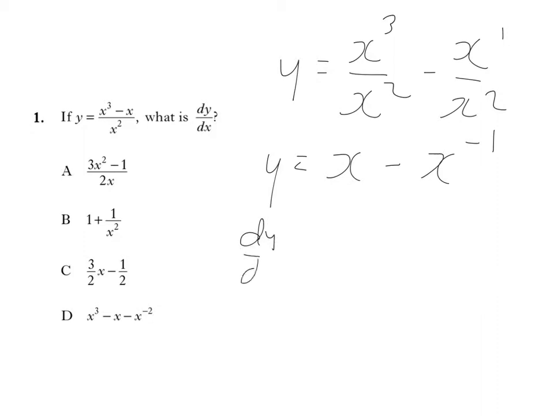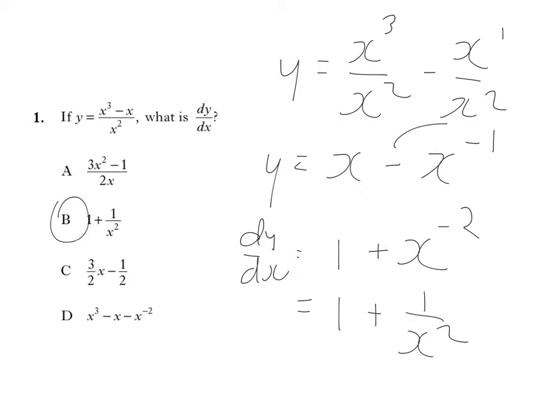Now differentiate. So remember that if you differentiate x, it becomes 1. Bring the power down, multiply, take 1 away from the power, so minus 1 times minus is going to give me plus x to the minus 2. That can be written as 1 plus 1 over x squared, and that's option B.